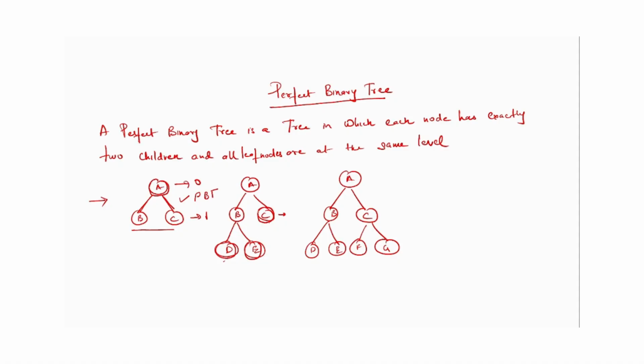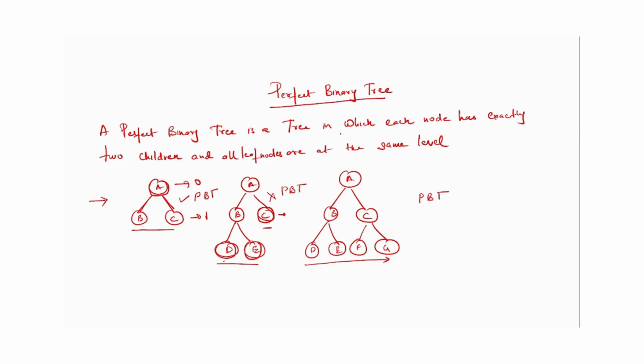So there are two conditions. All the nodes except the leaf nodes should have two child nodes, and the leaf nodes should be at the same level. Here the leaf nodes are not at the same level. Therefore this is not a perfect binary tree. Here we can see A has two child nodes, B has two child nodes, C has two child nodes, and all the leaf nodes are at the same level. Therefore this is a perfect binary tree.